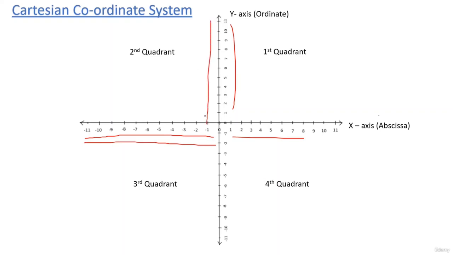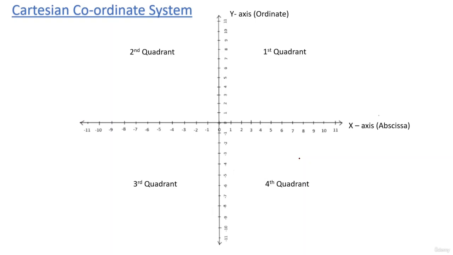In the second quadrant, guys, x becomes negative. All points on the x-axis here are negative and all the points on the y-axis are positive. So the first quadrant is both positive, the second quadrant is x negative and y positive. The third quadrant has x and y both negative, see here both are negative. And guys, the fourth quadrant has only x positive and y negative, so positive and negative.